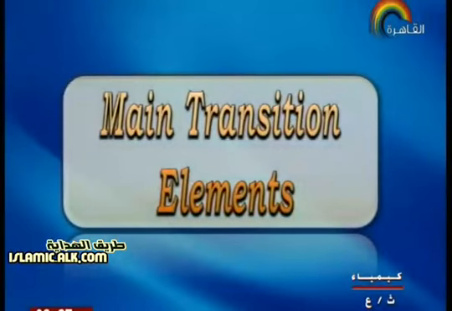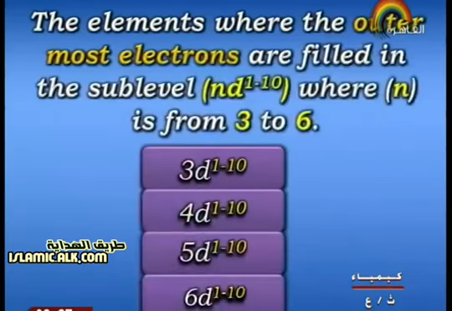Now, my dear students, we are going to discuss the main transition elements, which is the first chapter in our syllabus. These are the elements where the outermost electrons fill the sublevel nd from 1 electron till 10 electrons, where n is the principal quantum number, which is from 3 to 6, as shown on the screen: 3d, 4d, 5d, 6d.